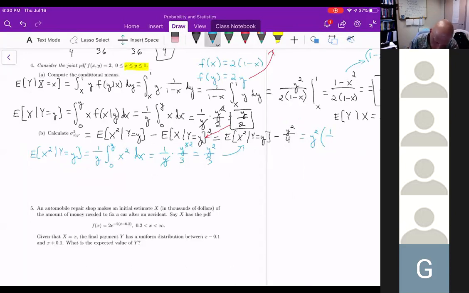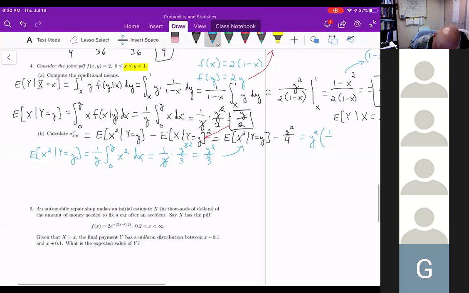So we're getting the second moment, which I've got in blue on the bottom. The conditional second moment given y comes out to be y squared over 3, which when you substitute back in appropriately to get your variance, you've got y squared times 1/3 minus 1/4, which is going to be 1/12. And so your variance is y squared over 12.